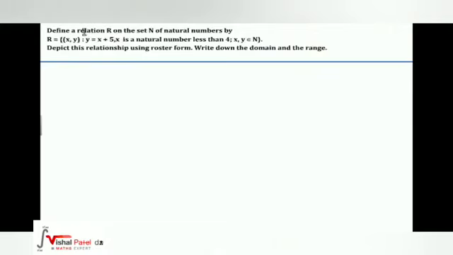Define a relation R on the set of natural numbers by xy, where y is equal to x plus 5. X is a natural number less than 4, and xy belongs to N. X and y both belong to natural numbers, right? So ये रिलेशनशिप को आपको रोस्टर फॉर्म में कन्वर्ट करना है, और ऑल्सो राइट डाउन इट्स डोमेन एंड रेंज.